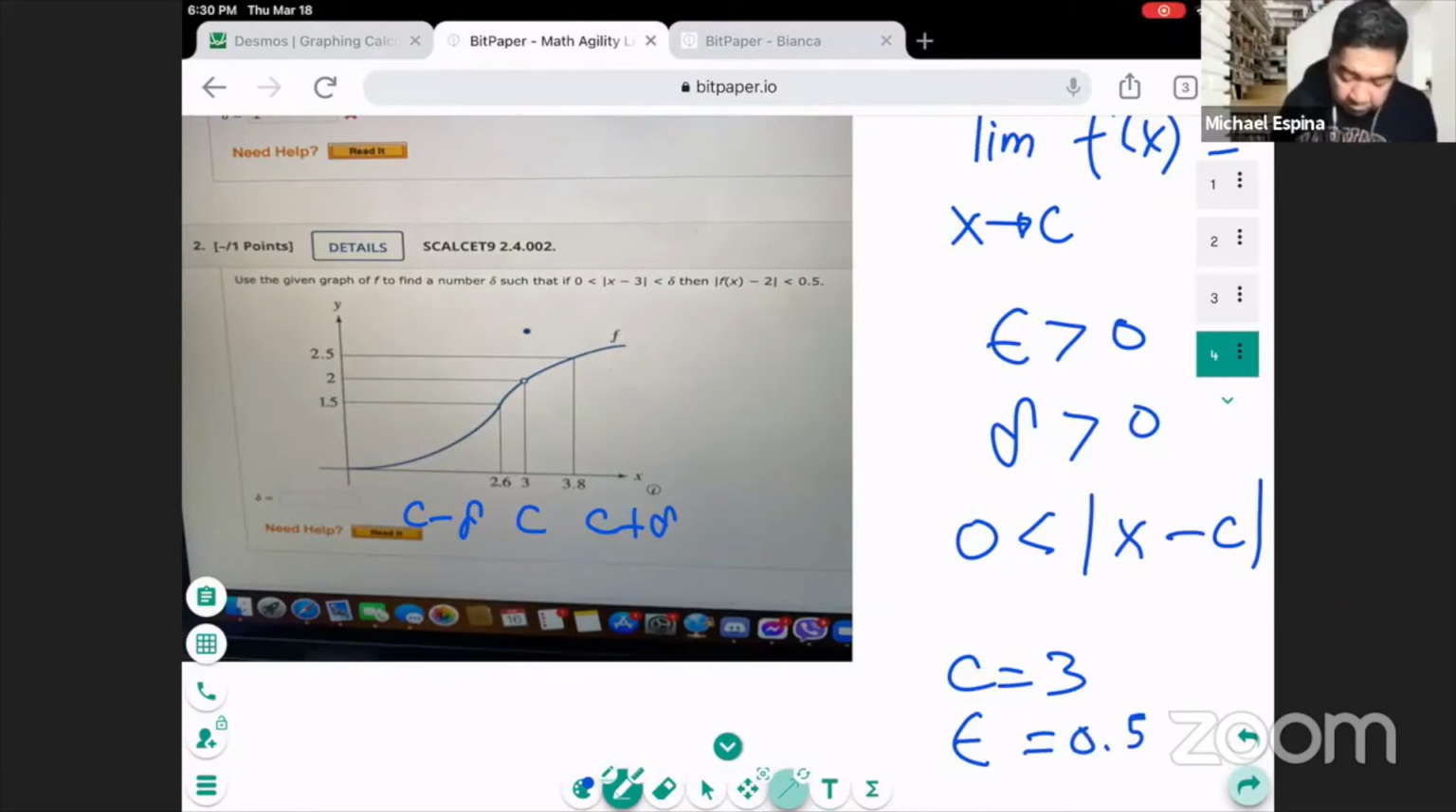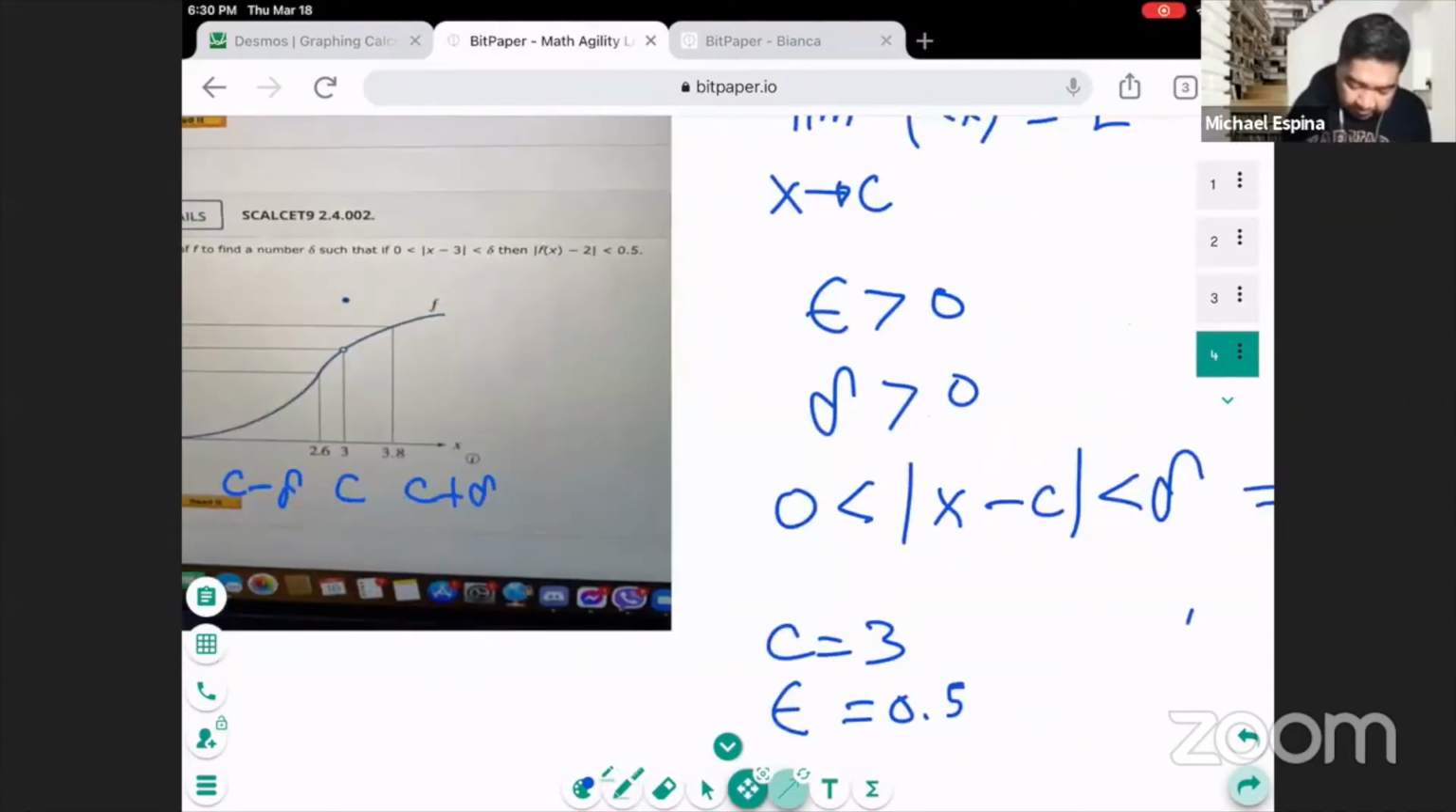So 2 is actually the middle term. This is your L, so this would be L plus epsilon and then L minus epsilon. So our L is actually 2. Okay, so let's move it here. L equals 2.